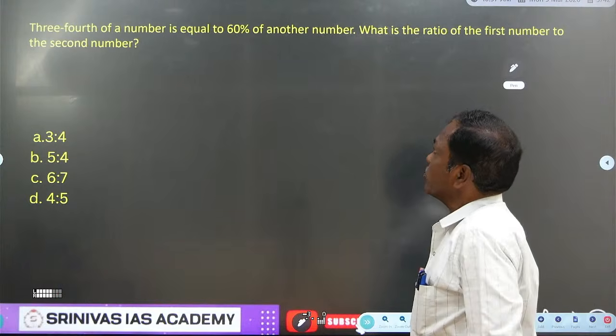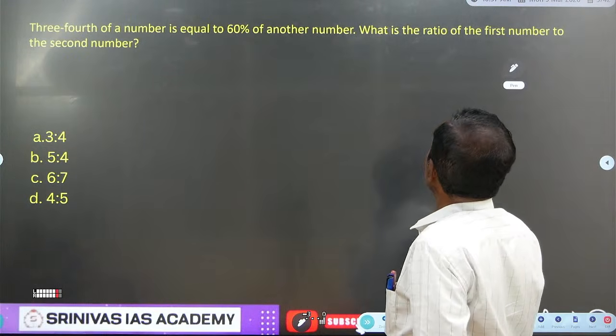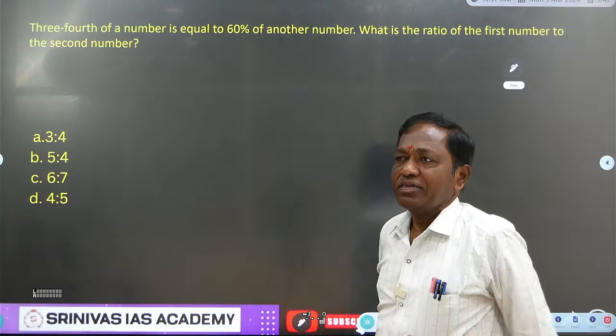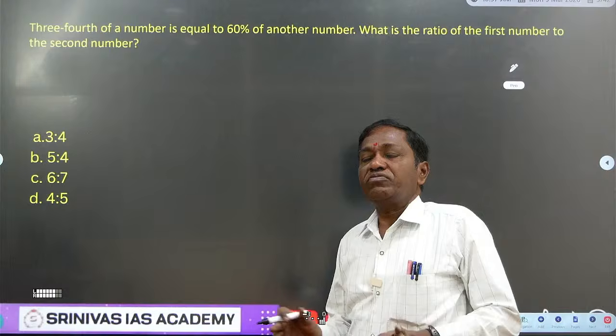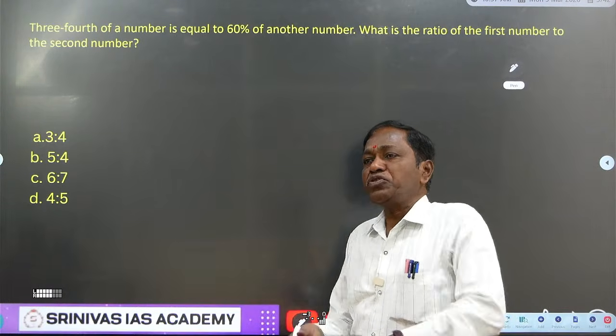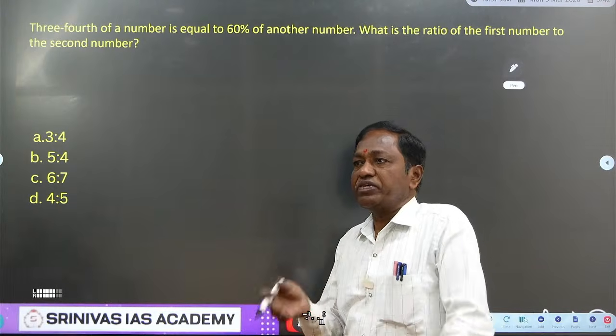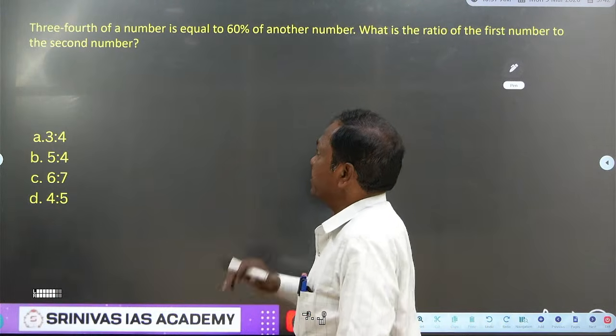Three-fourths of a number is equal to 60% of another number. What is the ratio of the first number to the second number? First number to the second number, x is to y. Sometimes the question is asked like, what is the ratio of the second number to the first number, then x will be shifted to y's place and y will be shifted to x's place. That's why we have to be very careful.